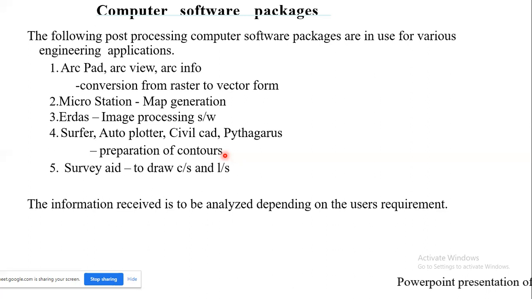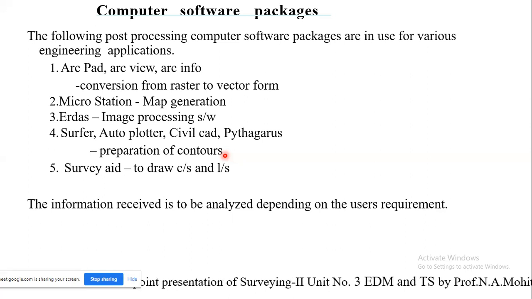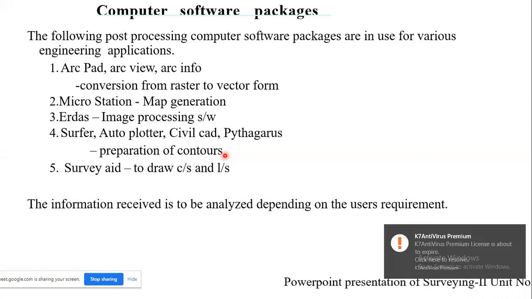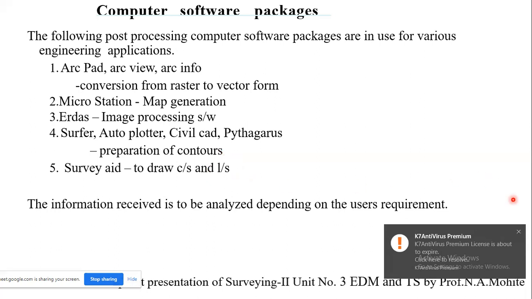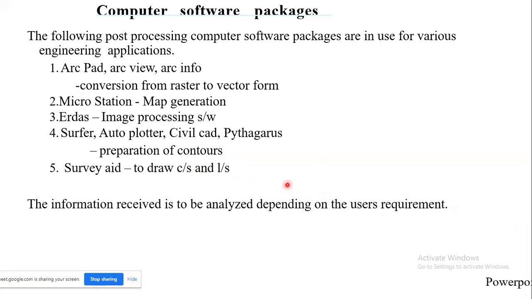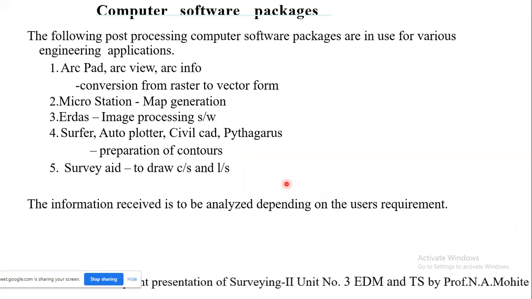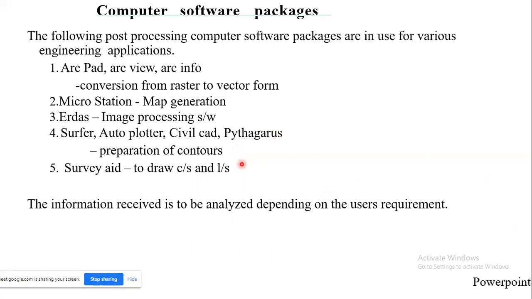The information received is to be analyzed depending on the user's requirement. As I told you, whether you are requiring only cross section, or the total area along with the detailing, or as per requirement, suppose the contour map also, how is the actual ground, where there is a slope, presence of a hill or valley. Correspondingly, you can prepare it by making use of these various softwares.